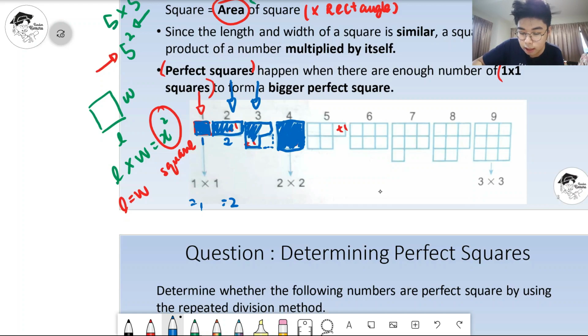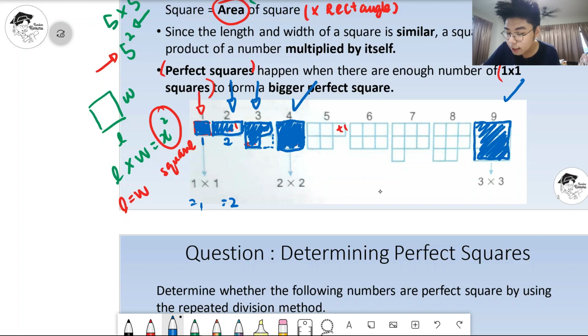Jadi, you can see that for number 4, for number 9, nampak tak? Yang segi empat yang lebih besar tu, dia sempurna. The bigger square is perfect. Nampak tak? Sini ada lubang. Ini bukan segi empat. Okay, this is a rectangle. Nampak tak? Sini ada lubang.